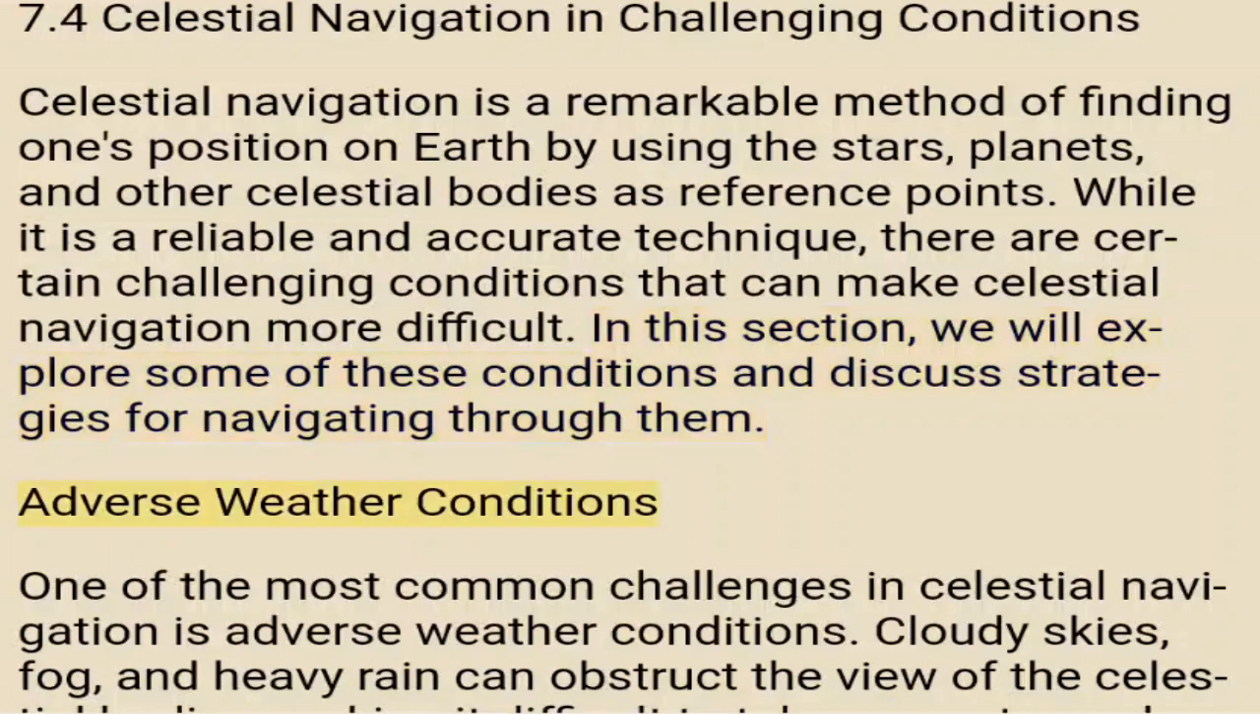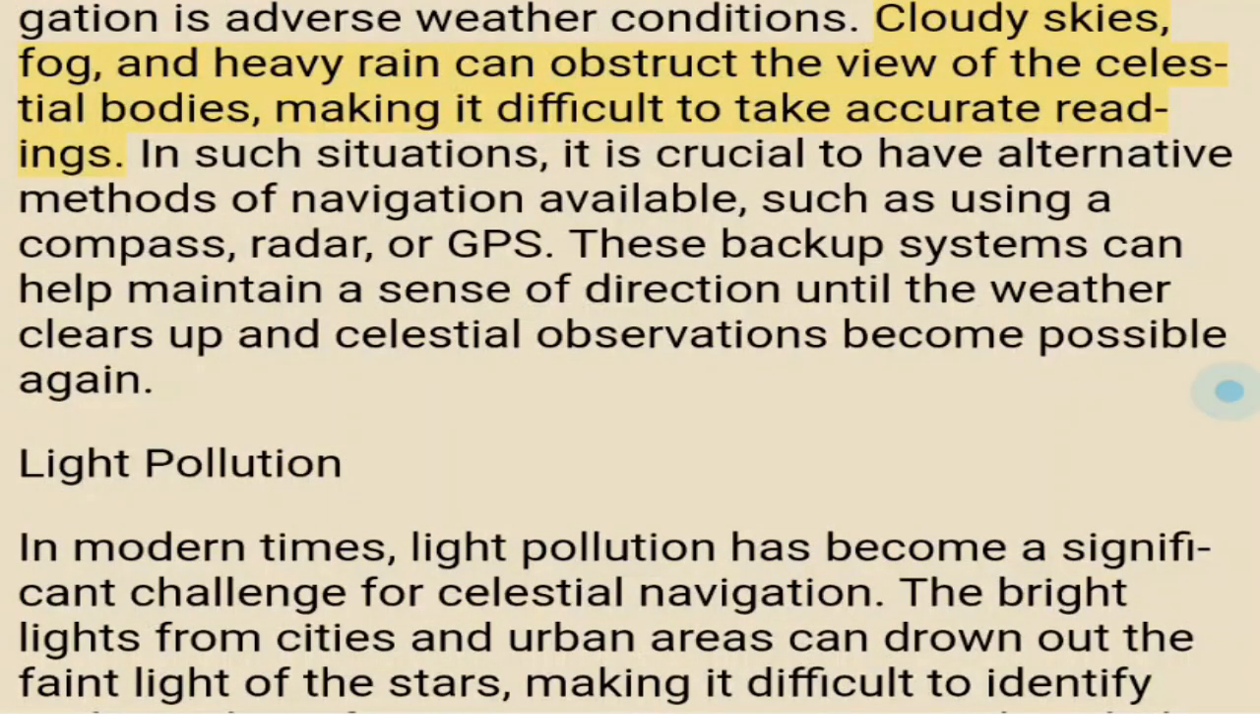Adverse weather conditions. One of the most common challenges in celestial navigation is adverse weather conditions. Cloudy skies, fog, and heavy rain can obstruct the view of the celestial bodies, making it difficult to take accurate readings. In such situations, it is crucial to have alternative methods of navigation available, such as using a compass, radar, or GPS. These backup systems can help maintain a sense of direction until the weather clears up and celestial observations become possible again.